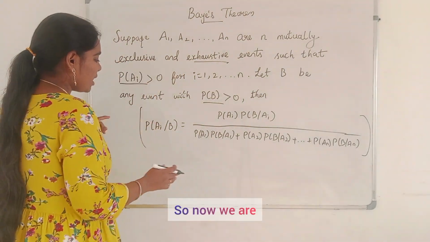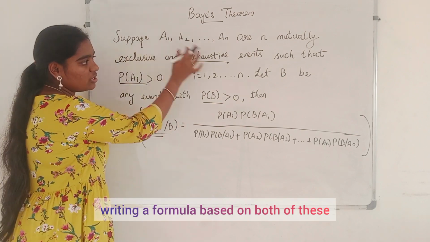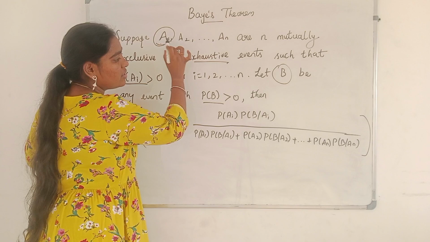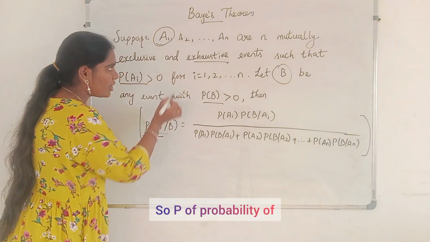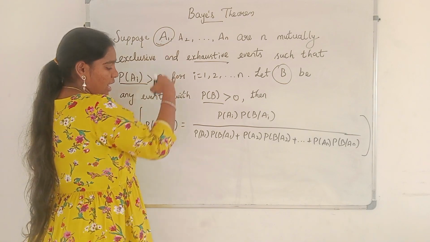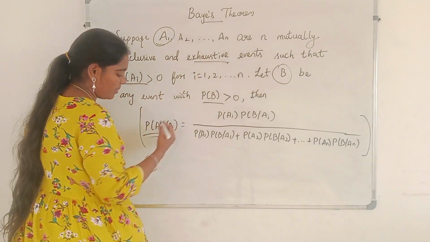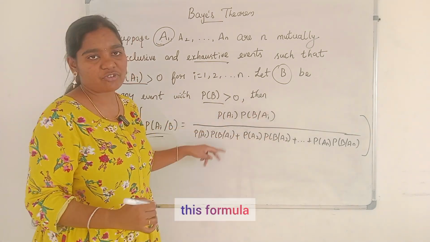Okay, so now we are writing a formula based on both of these. Comparing A1 with this B, we are combining this. So, probability of Ai given B. So, A1 given B, A2 given B. Okay, Ai given B equals this formula.